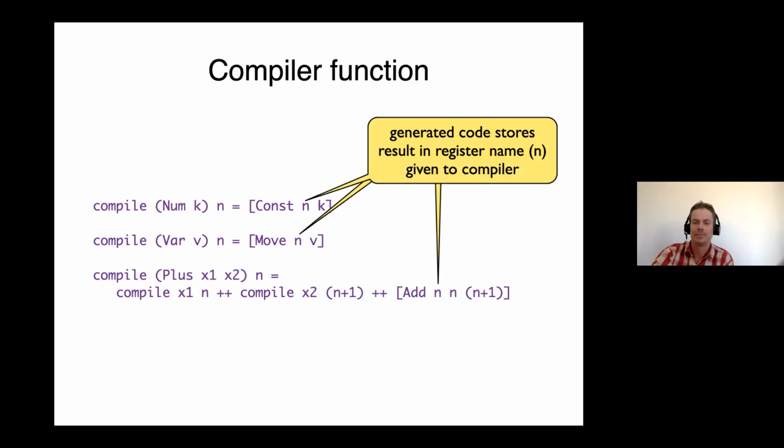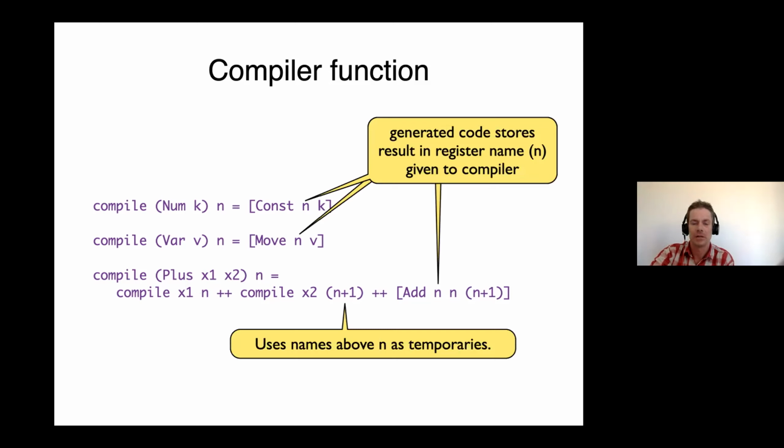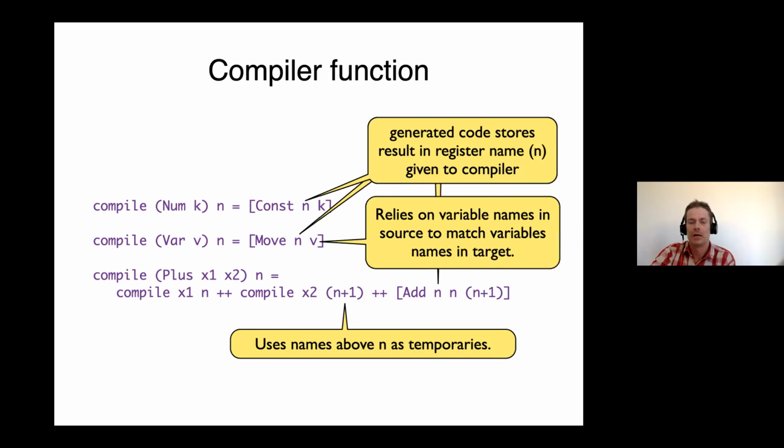So, a few comments. We use names above n as temporaries. This is what we're doing here. So for this to work, this relies on variable names in the source matching the variable names in the target, and n will always be larger than any variable v we will come across. So yeah, this is the simplest possible compiler.